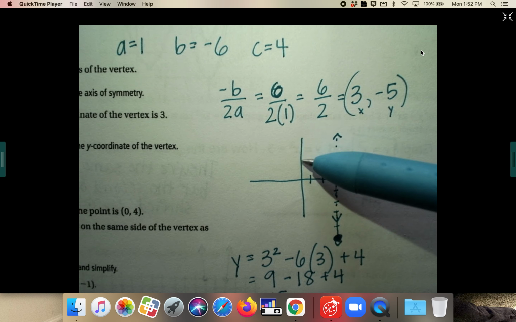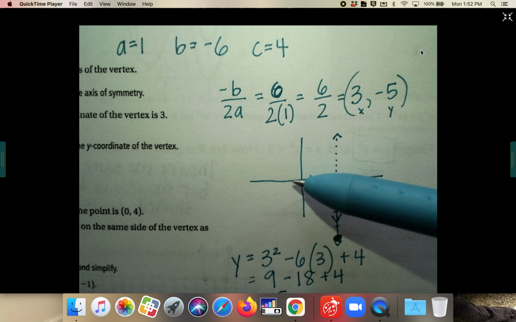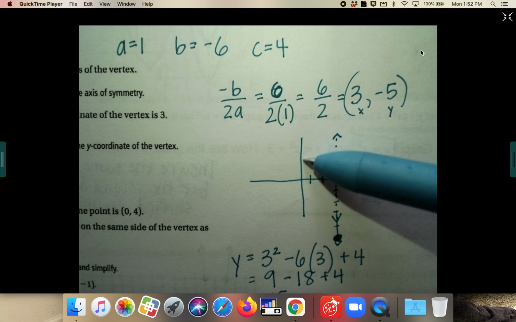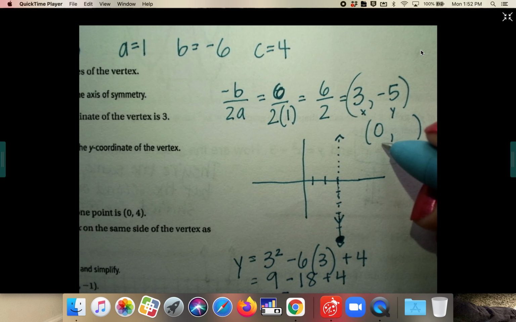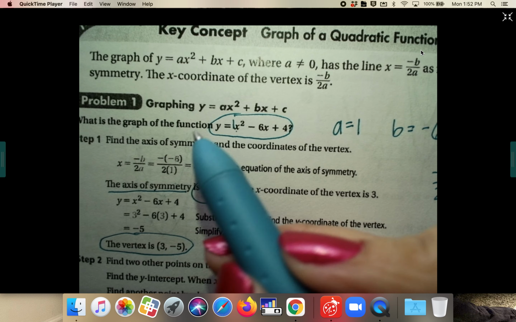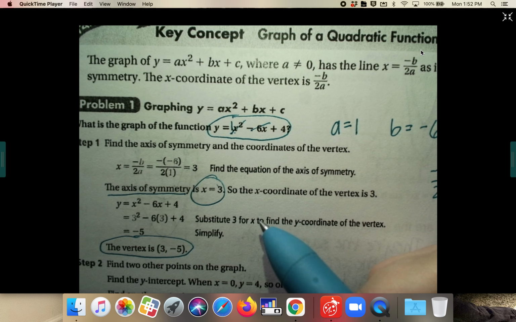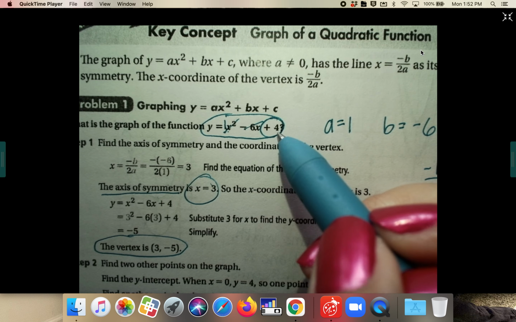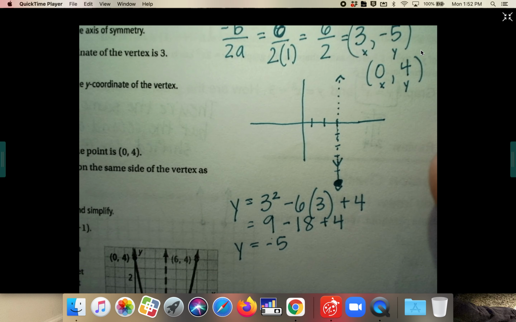I'm going to show you how to find the y-intercept. The y-intercept is when x is at 0. So when x is at 0, I need to find where it's at on the y-axis. Let's think about it. If I made my x 0 and plugged it in, that's going to become 0, that's going to become 0, and all it's going to leave is my c term. So the shortcut is whatever the c term is, that's your y-intercept.